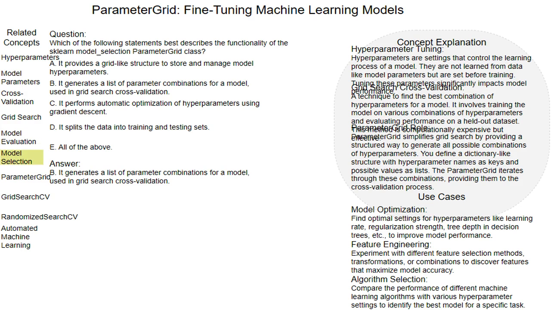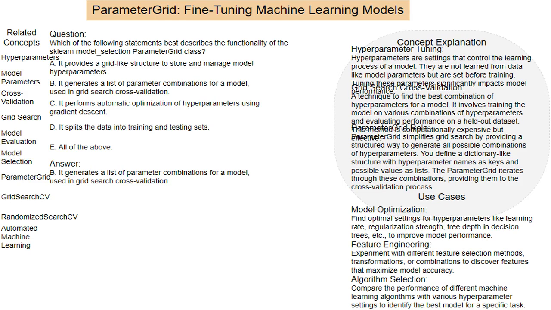Model selection: choosing the best model from a set of candidate models based on performance evaluation metrics. In a sentiment analysis task, you might experiment with different machine learning models like naive Bayes, support vector machines, and deep learning models, and then select the one that achieves the highest accuracy on the sentiment classification task.